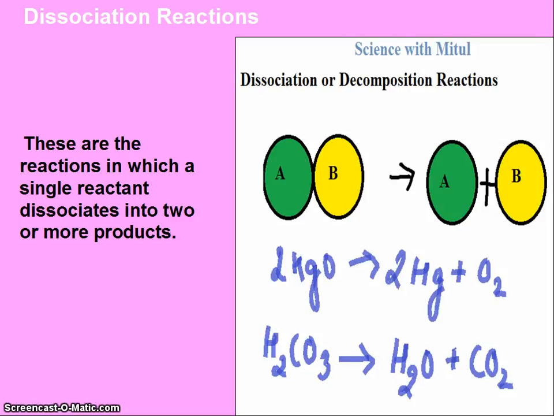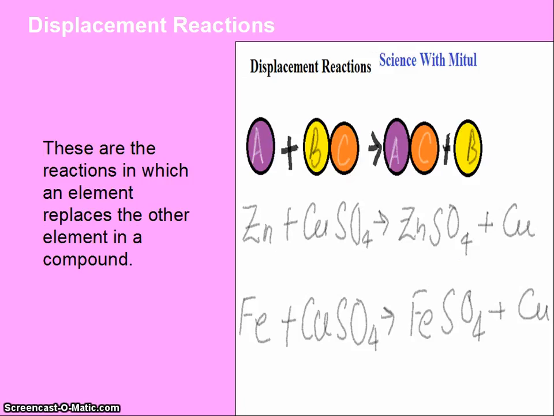Second type of reactions are decomposition reactions or dissociation reactions. These are the reactions in which a single reactant dissociates into two or more products. For example, carbonic acid dissociates into water and carbon dioxide. Here we can see the reactant is only one and products are two.